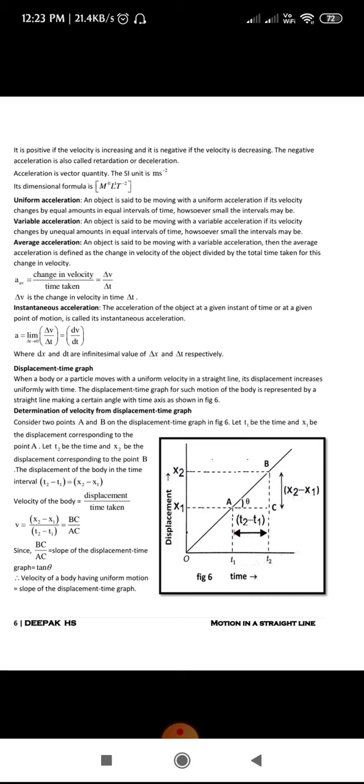Okay, so next is instantaneous acceleration. Instantaneous acceleration is the acceleration of an object at that instant of time, or at that particular moment of time. It is denoted in the same way as speed and velocity. So a is equal to the limit as delta t tends to 0 of delta v divided by delta t, which is equal to dv by dt. Okay, so this is regarding instantaneous acceleration.